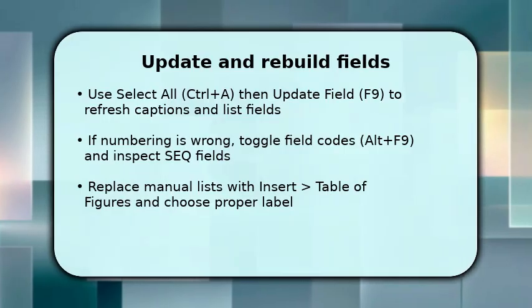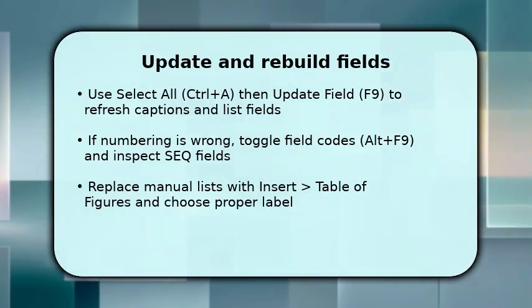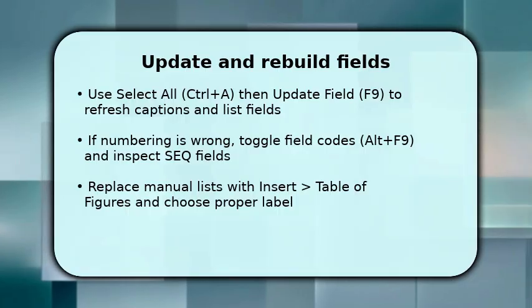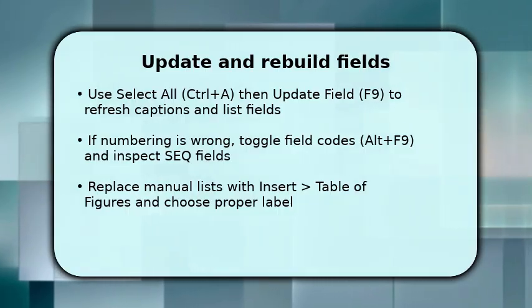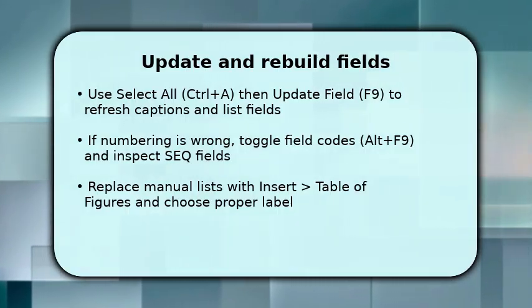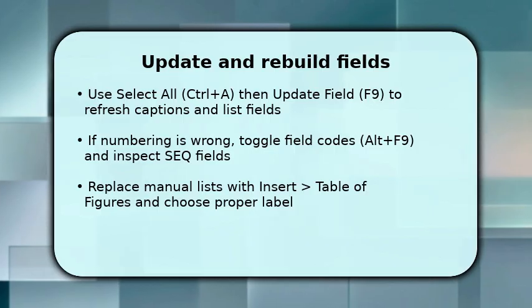Next, refresh Word's fields so numbering and the list reflect the corrected captions. Select the entire document and press F9 to update fields. This forces captions, cross-references, and your table of figures to refresh.